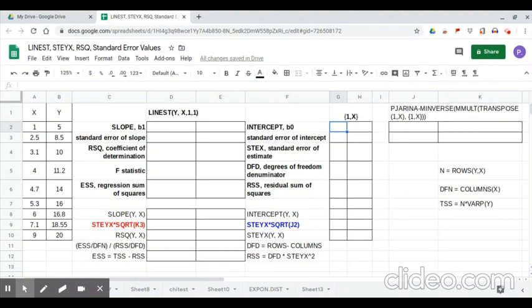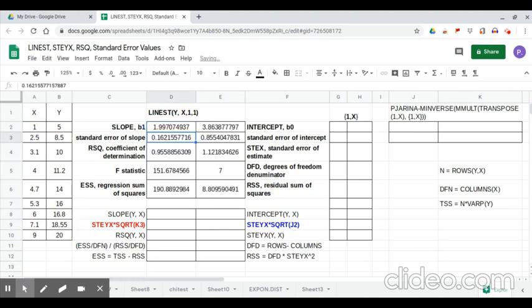Hello. The LINEST function has 10 outputs. So we have this LINEST function of this data set, and we'll show the full statistics. And there are 10 outputs.